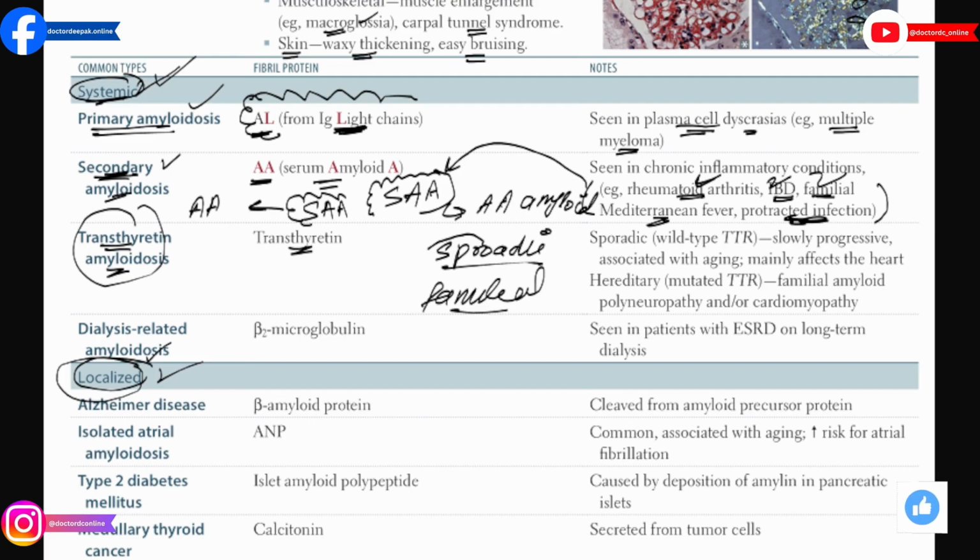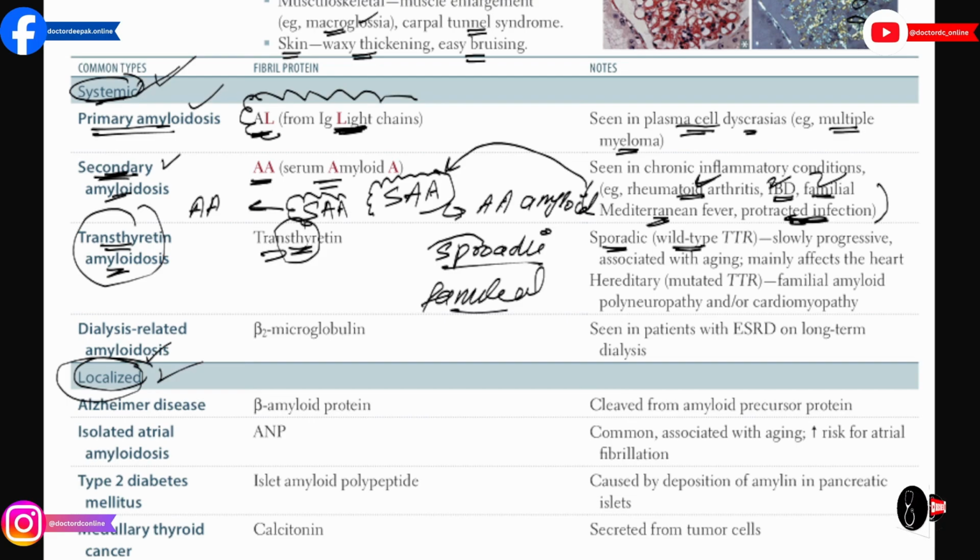Like when a person is going to be like 70 or 80, in our body, there is a production of one protein that is transthyretin. So as your age is increasing, in your body there is production of transthyretin, and that protein will go and damage your heart. So this type of amyloidosis is called sporadic, which is also called wild type. Wild type means there is no kind of mutation in the transthyretin.